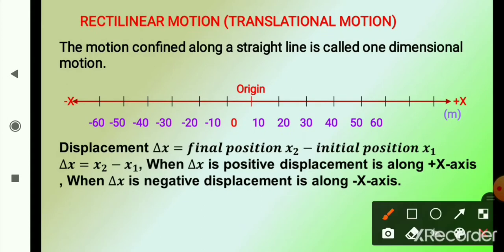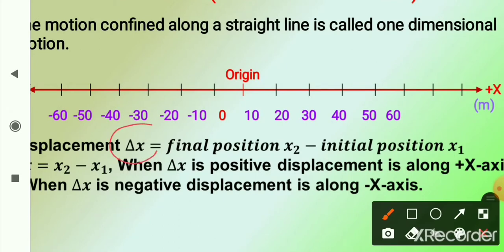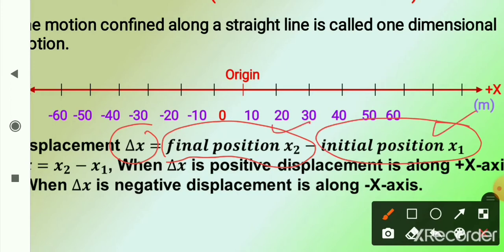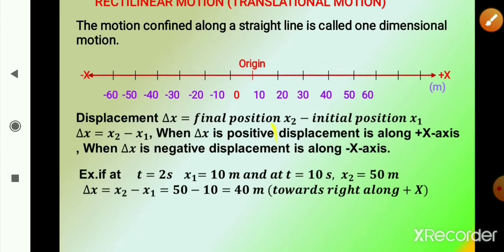And one more thing, displacement is always final position minus initial position. Displacement delta x, कोई भी change है, it is change of position. So कोई भी change हमेशा फाइनल में से इनिशियल को माइनस करके मिलेगा आपको. So displacement is final position x2 minus initial position x1. Right. So let us take some examples here.